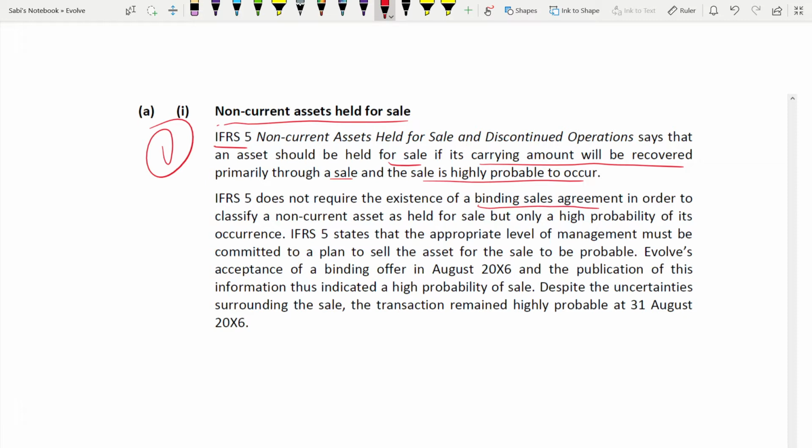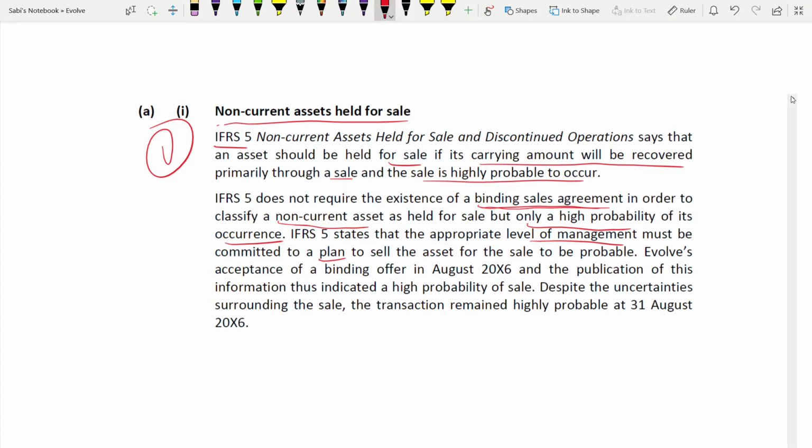So IFRS 5 does not require the existence of a binding sales agreement to classify it as a non-current asset held for sale. Okay, you don't need any agreement, but only high probability of its occurrence. You need that probability only, that the sale is likely to occur. If that is there, it's enough. IFRS 5 states that an appropriate level of management must be committed to a plan to sell the asset. You need the level of management also. Management should plan to sell that asset.